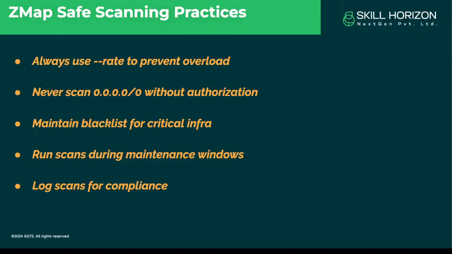So always use rate limitations. Never scan 0.0.0.0 without authorization. Maintain the blacklist file, like exclude target exclusion, right? And then you can scan during maintenance windows, and you can log your scan for compliance purposes.